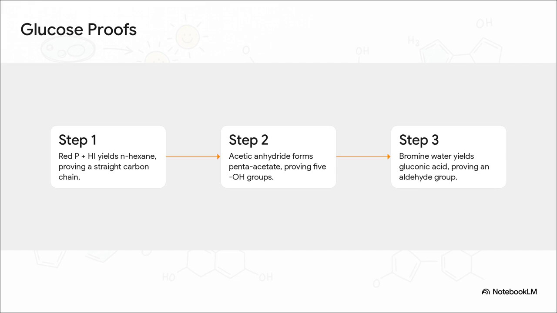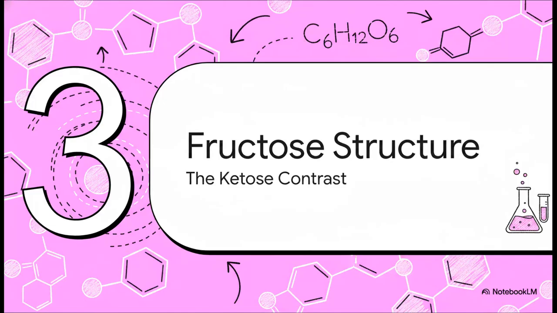Boom! Step 2. Treating it with acetic anhydride forms the pentaacetate. Penta meaning 5, which proves there are exactly 5 hydroxyl or OH groups present. And finally, step 3. Mild oxidation using bromine water yields gluconic acid. Because gluconic acid is a monocarboxylic acid with the exact same number of carbons, it proves beyond a shadow of a doubt that the carbonyl group has to be an aldehyde, sitting right at the very end of that straight chain. Section 3. Constitution of fructose, the ketose contrast.